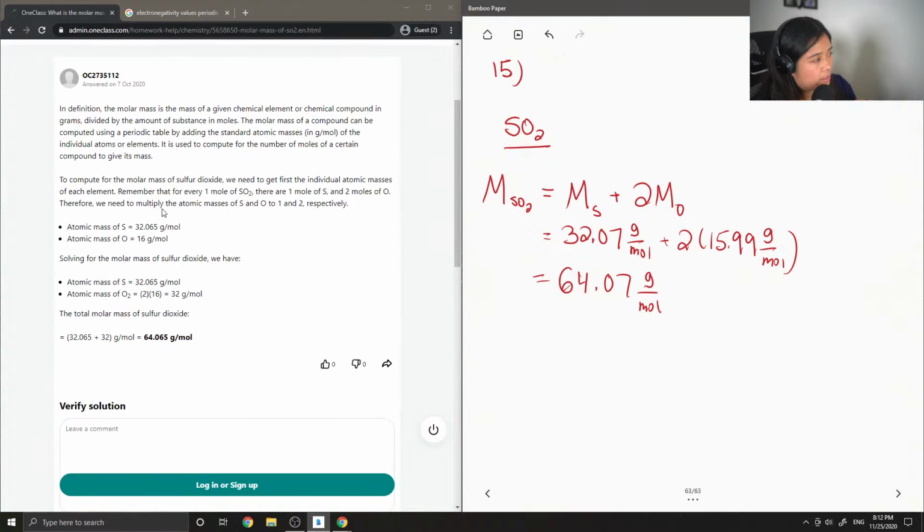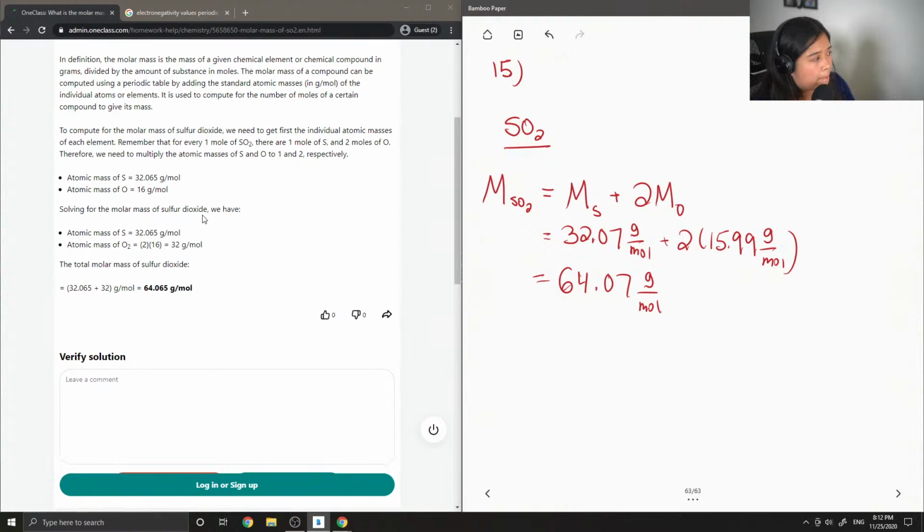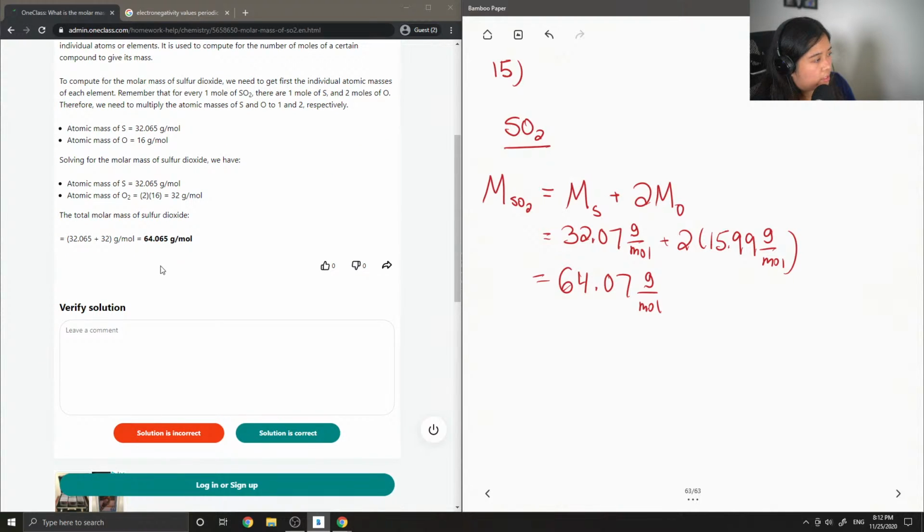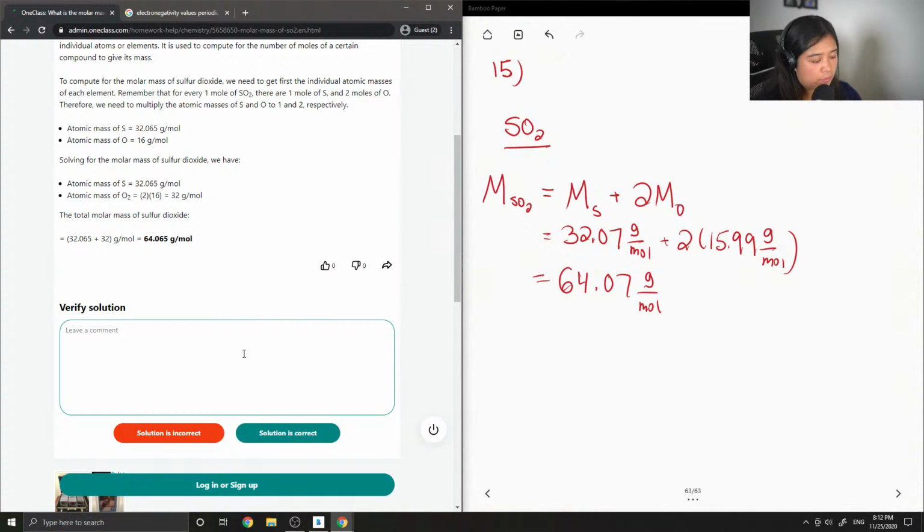To compute for the molar mass of sulfur dioxide, we need to get first the individual atomic masses of each element. Remember that for every 1 mole of SO2, there's 1 mole of sulfur, 2 moles of oxygen. Therefore, we need to multiply the atomic masses of sulfur and oxygen by 1 and 2 respectively. Atomic mass of sulfur is 32, atomic mass of oxygen 16. Solving for the molar mass of sulfur dioxide, they get 64.065 grams per mole. So this solution is correct.